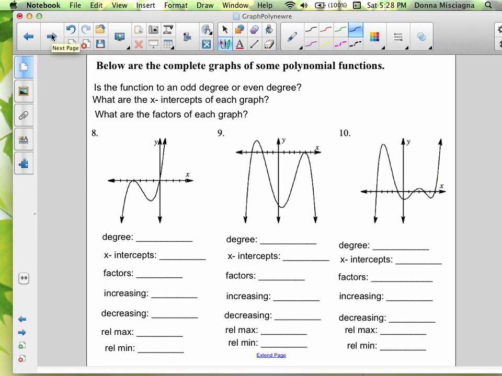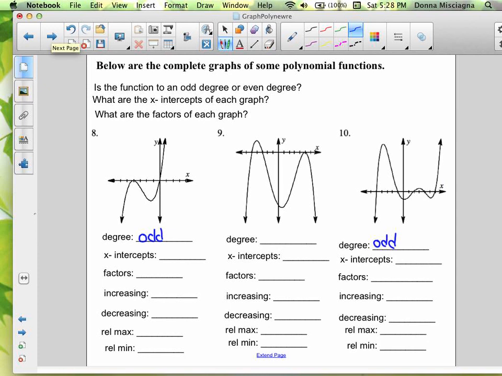All right, so we see the ends are going different directions. That's an odd degree. And actually, let's mark them. Let's go right across and do degree first for all of them. Is there any other graph where the ends go different directions? Hopefully you said number 10, it's going different directions. Because that's the one. So we know our 2 odds.